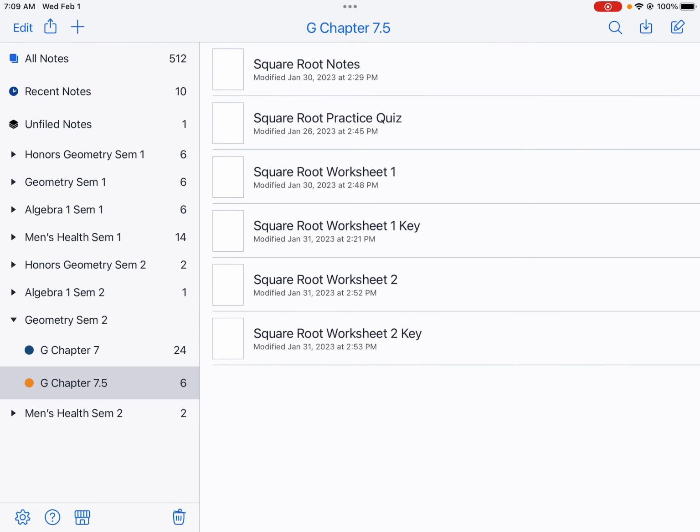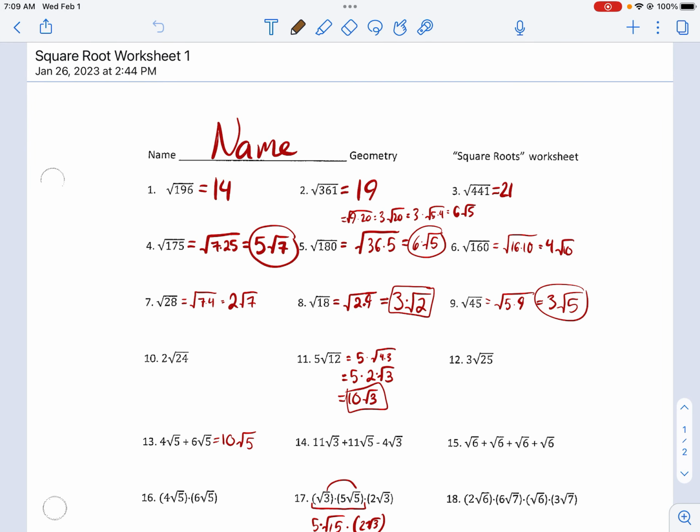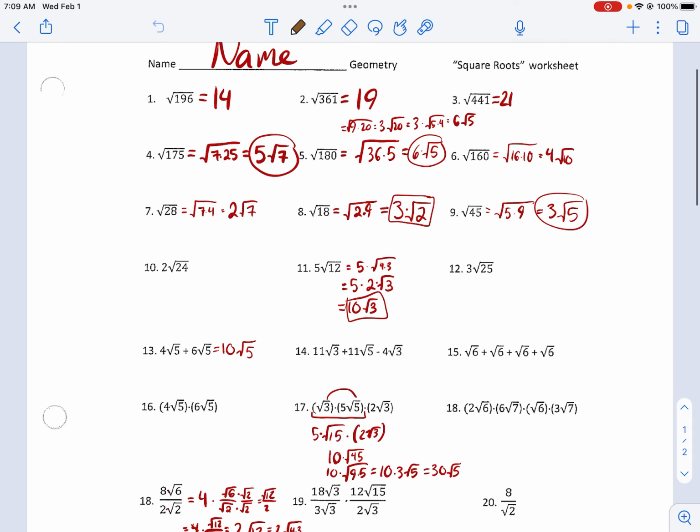All right. We're looking over the square root worksheet 1 here. And the things we didn't get to in class, I will go over together with you guys. So you got up through number 9 in class.